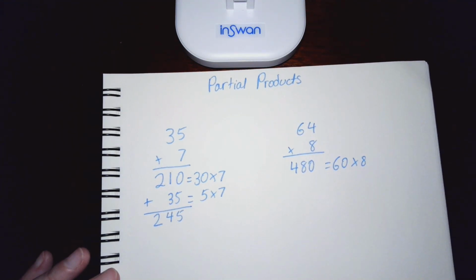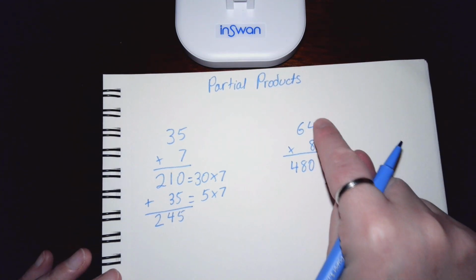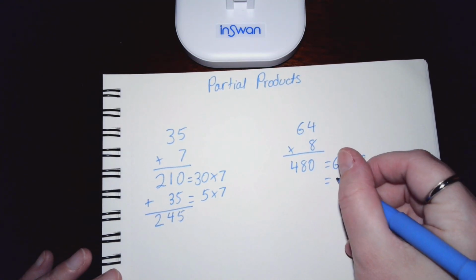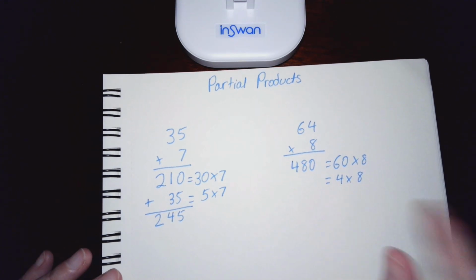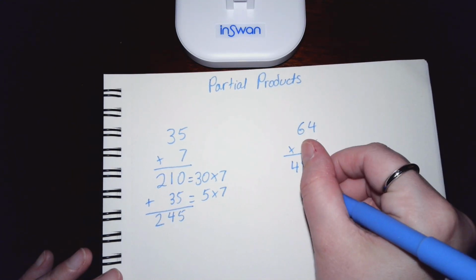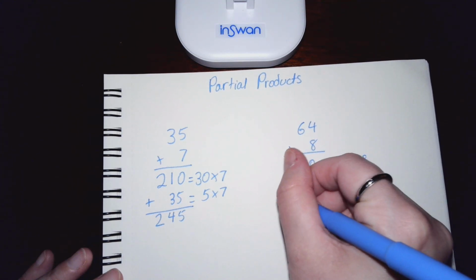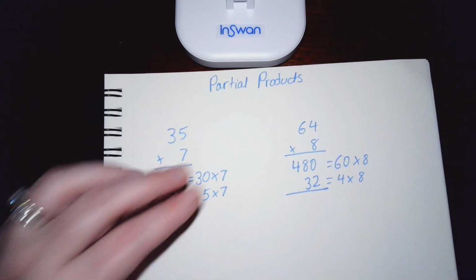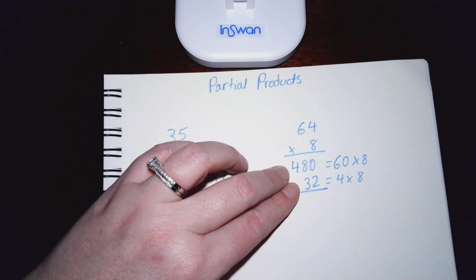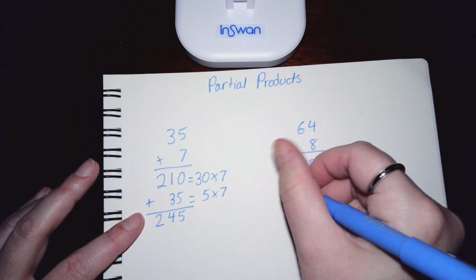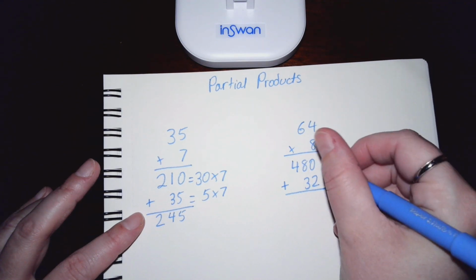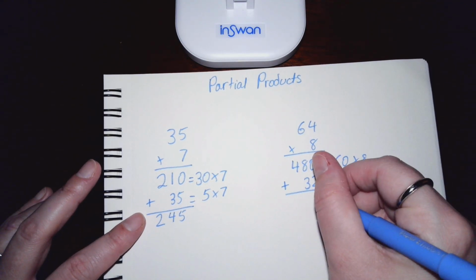Okay, now I have to do my ones times the 8. So I have 4 ones times 8. 4 times 8 is, if you said 32, you are correct. Again, what do we call these? We call these our partial products. And what do we do to partial products? We add them together.